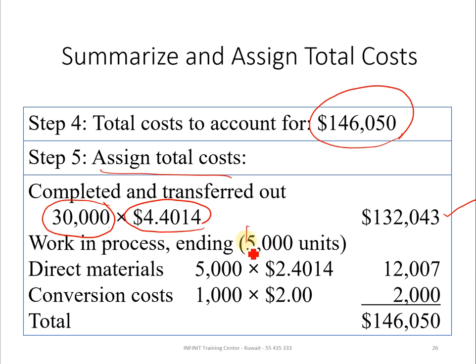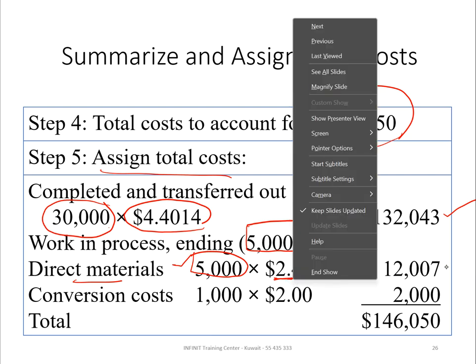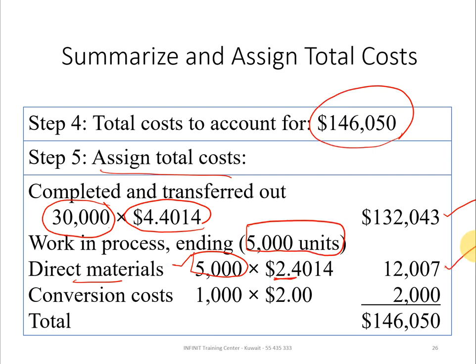Now we have 5,000 units left with us. How much cost will we have in terms of material? For 5,000 units, all the material cost is incurred. Materials are completely added. So EUP is 5,000, multiplied with 2.4 we calculated earlier. So 12,000 is the direct material in work in progress.